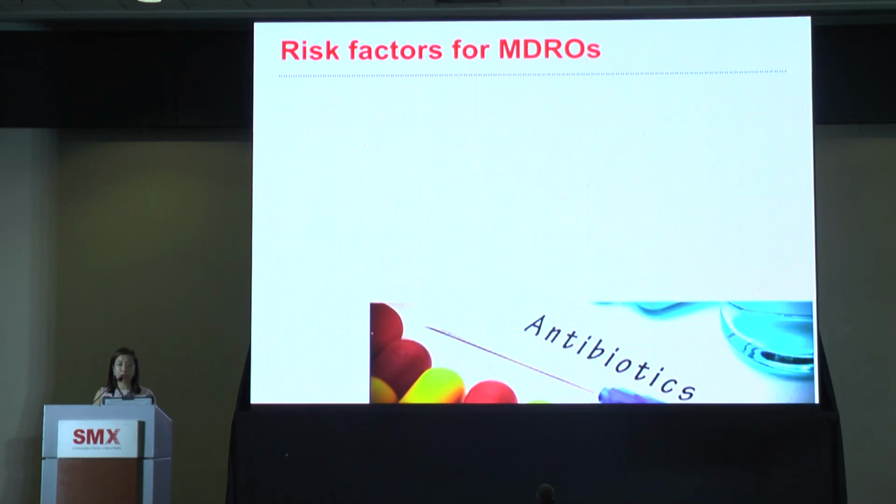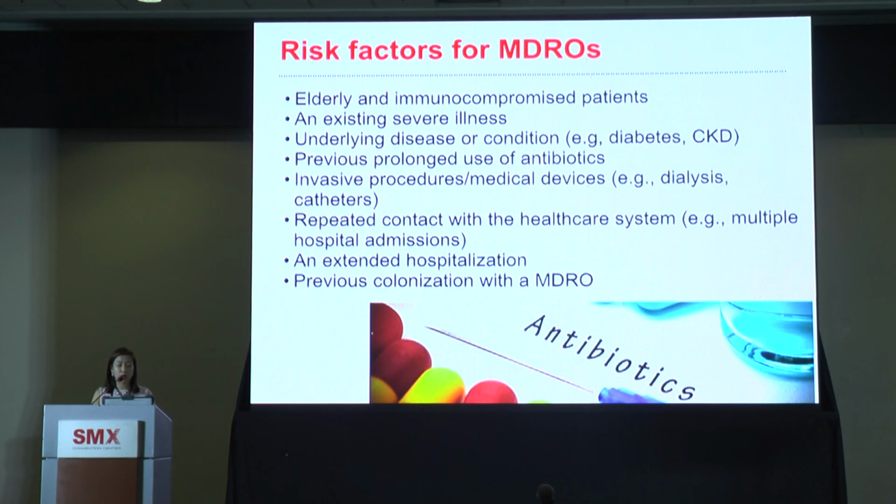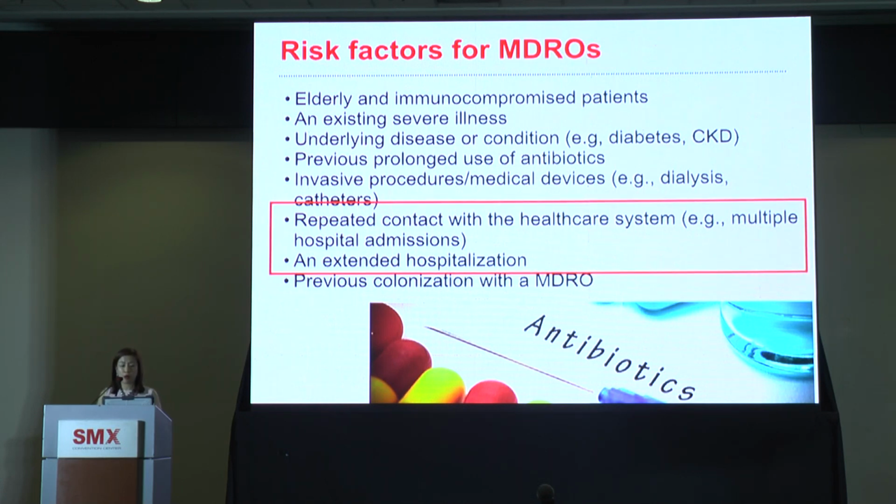So what are the risk factors for MDROs? You have elderly, immunocompromised patients, an existing severe illness, so underlying disease or condition, previous prolonged antibiotic use, having medical devices, and take note, repeated contact with the healthcare system or multiple hospitalizations and extended hospitalization are considered risk factors for acquiring MDROs. Also, previous colonization with MDRO.